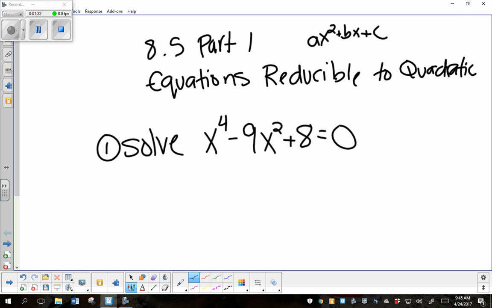So what we're going to do is, instead of thinking about this as it looks, we're going to think about it as if we replaced this and this, the x to the 4th and the x squared. Because really, those are the only 2 things we need to change to make this look quadratic, right?